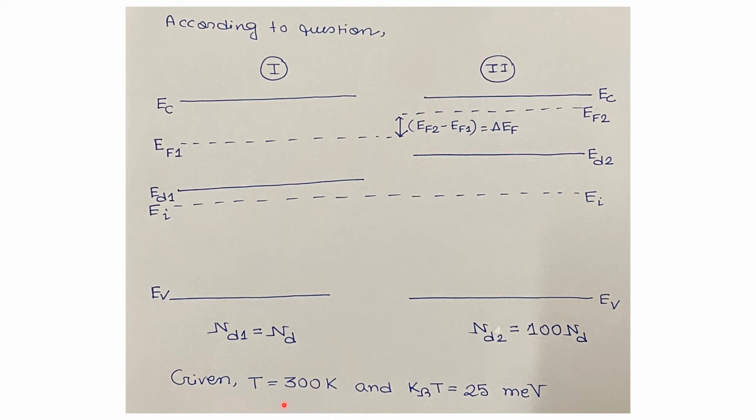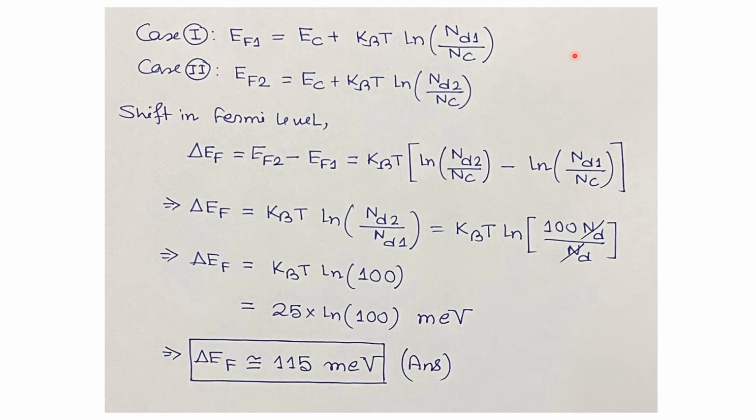Also, some information is given. We have to consider the situation at temperature 300 Kelvin and the thermal energy is given as 25 millielectron volt. Now, we will directly use the formula for Fermi level in n-type semiconductor for both the cases.